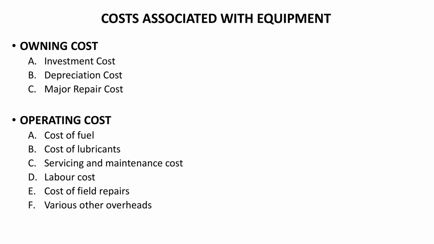Under owning cost, we have investment cost, depreciation cost, and major repair cost. Under operating cost, we have cost of fuel, cost of lubricants, servicing and maintenance cost, labor cost, cost of field repairs, and various other overheads. Now we will understand each one of these in detail.